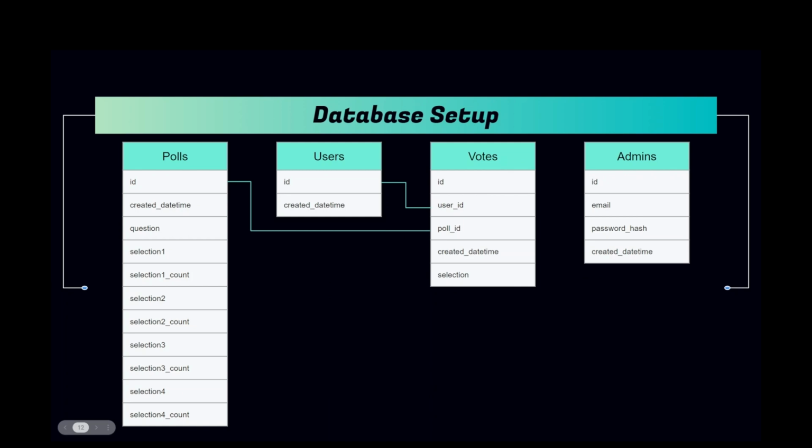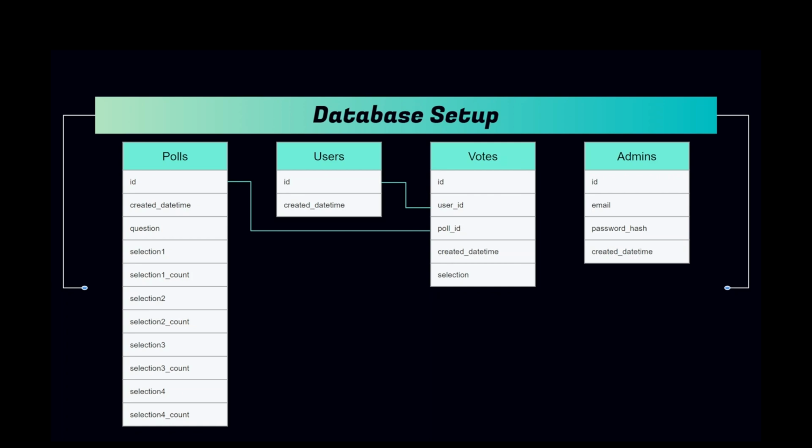Moving on, the database setup is actually quite simple, as we have 4 tables that constitute our project. First up, we have the post table, where it keeps all the questions and selections. Next up, we have the users table, whereby every time a new user lands on our website, it will create a new row for the user.